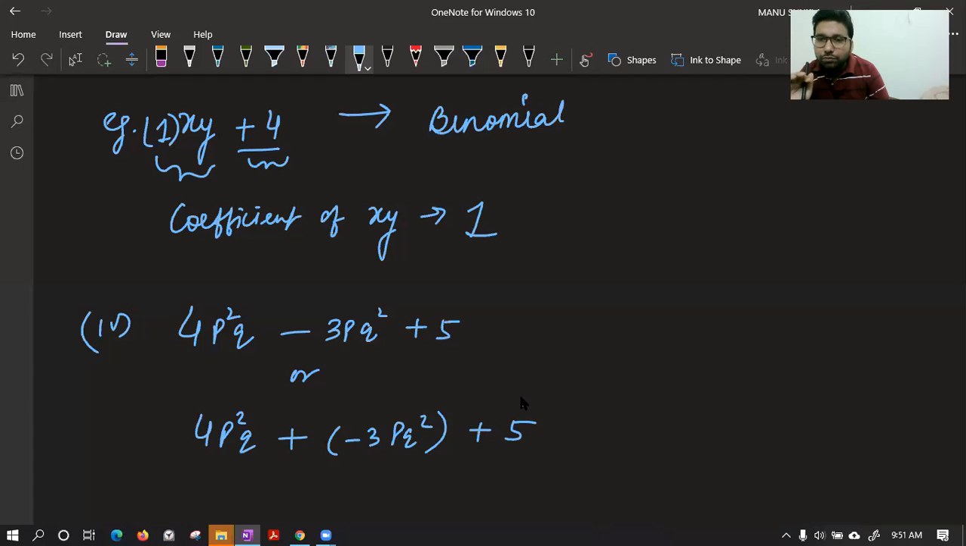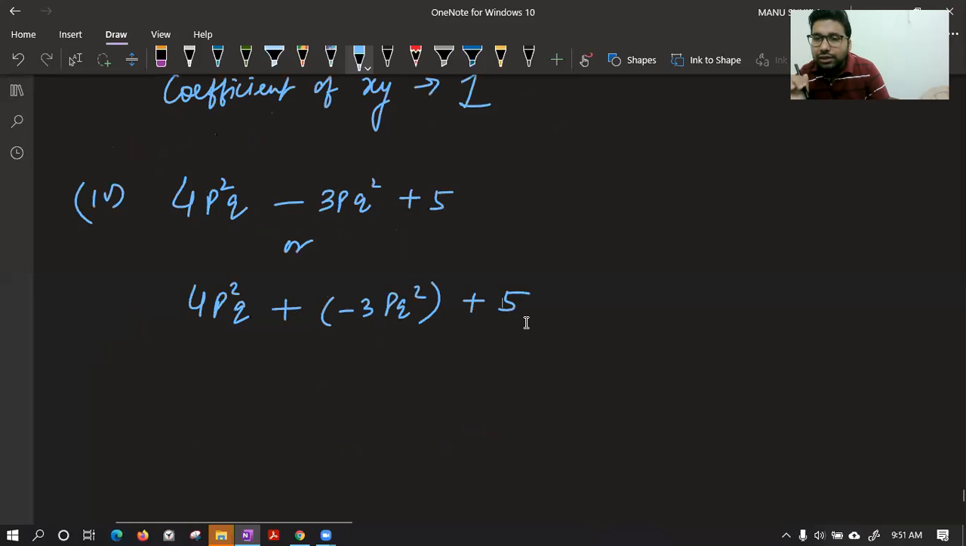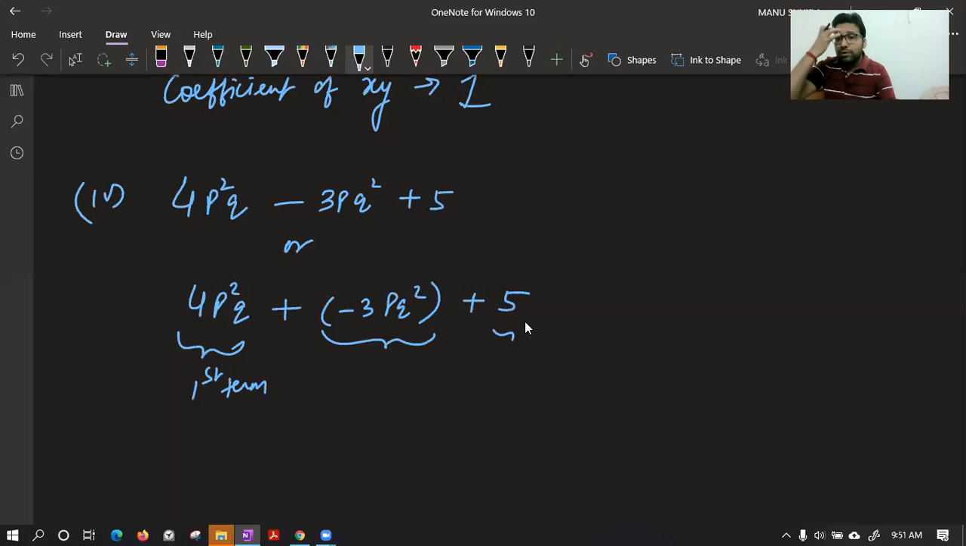But you will get it, don't worry. First tell me how many terms are there? There are 3 terms. This is the first term, second term, and this is the third term. Now try to understand the coefficient.